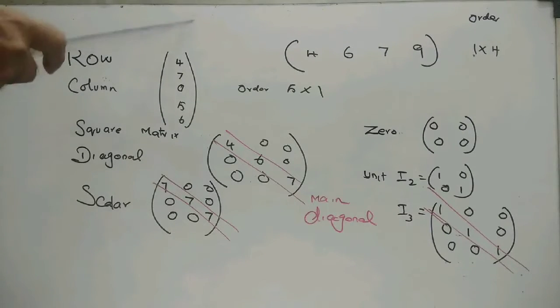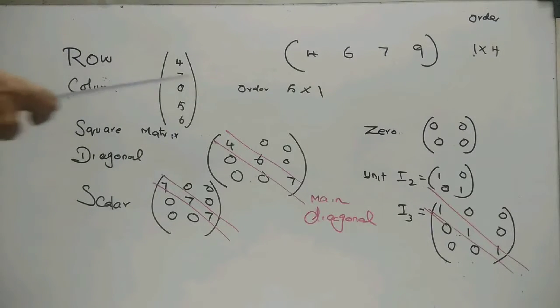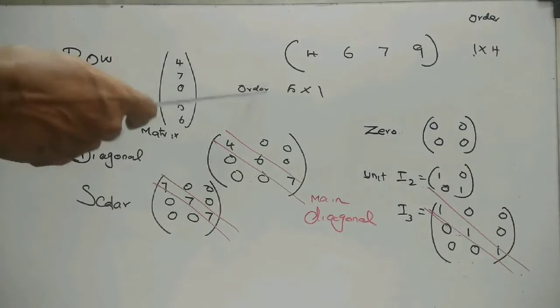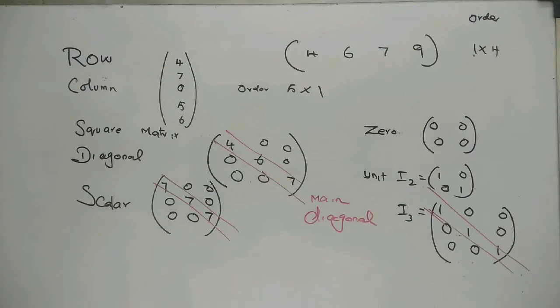Column matrix, it will contain only one column. It can have any number of rows. So first row, second row, third row, fourth row, fifth row. Therefore 5 rows are there. So the order is 5 by 1. Square matrix, I said that rows and columns will be equal.